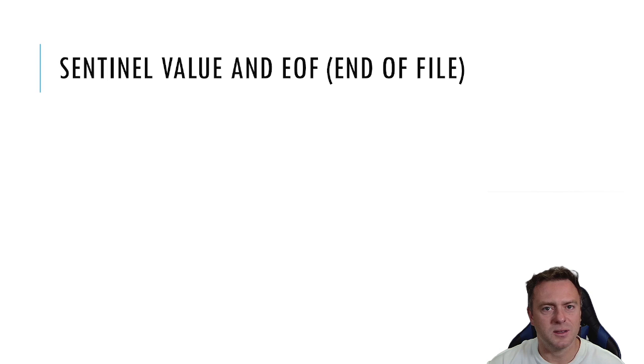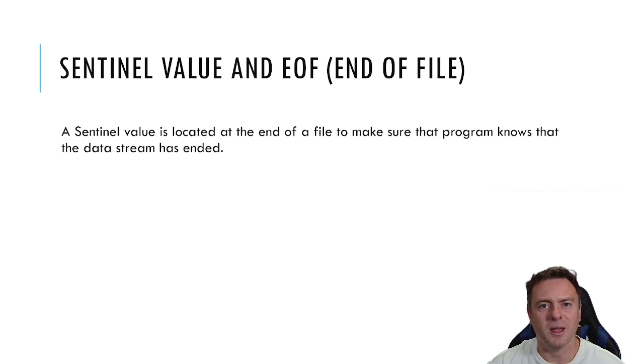In the NESA curriculum, we have something called a sentinel value, or an EOF, which means end of file. A sentinel value is located at the end of the file to make sure that the program knows that the data stream has ended. Usually with most of the questions that we deal with, it's three hashes.